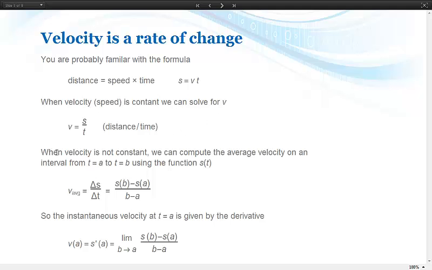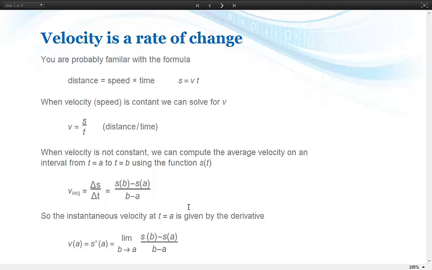But when velocity isn't a constant, when it's changing with time, that would mean also that the position is not a linear function of time. We can compute the average velocity on an interval from a to b, t equals a to t equals b, using our function of position, which now could be curved. The average velocity is still change in position over change in time, and that's the position at the second value of t minus the position at the first value of t. That's my change in position, and b minus a is the change in time. This will give me the average velocity over the interval.